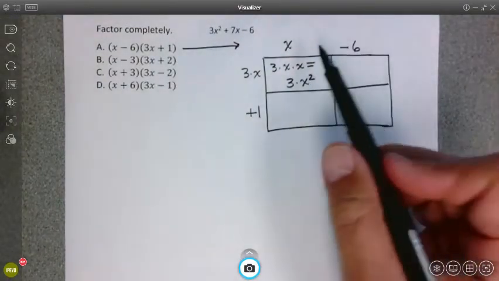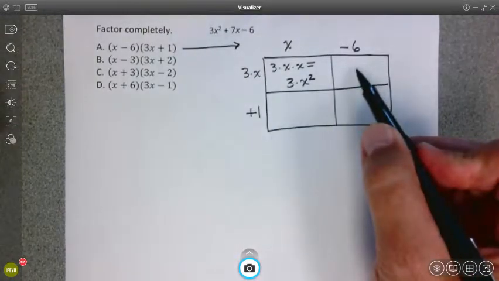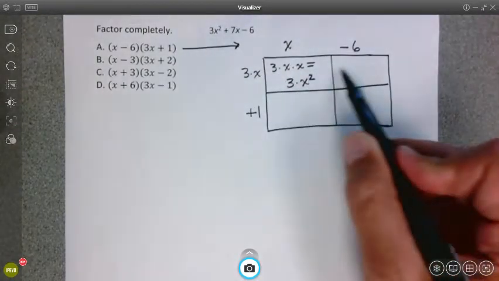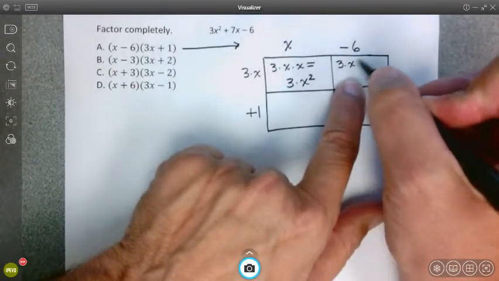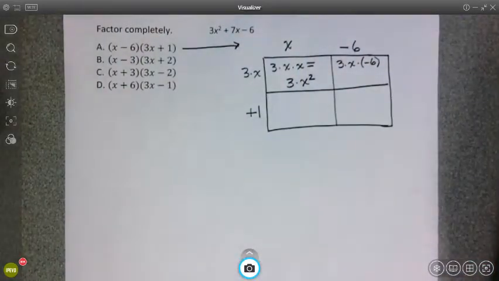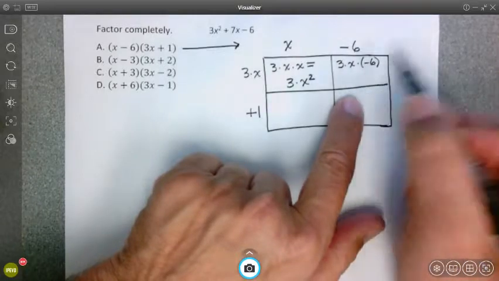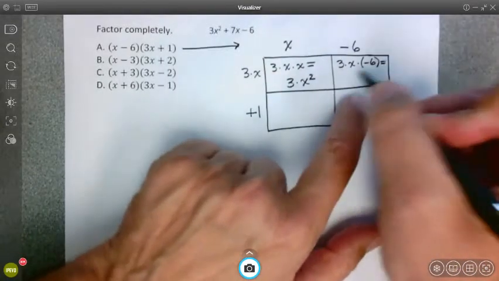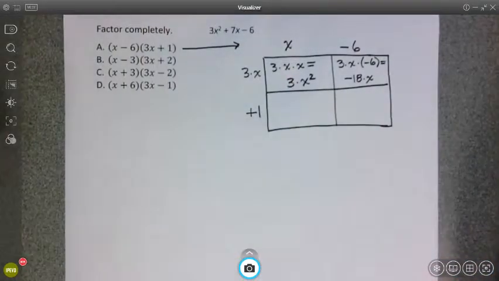The exponent designates the fact that I have two x's that are being multiplied together. The next square over, the next part of the grid, is going to be 3x going horizontally times negative 6. And I'm going to put the negative 6 in parentheses so we don't get confused about the negative sign. And the multiplication here is just 3 times negative 6, so I'm going to get a negative 18, and then we still have the x being multiplied there.